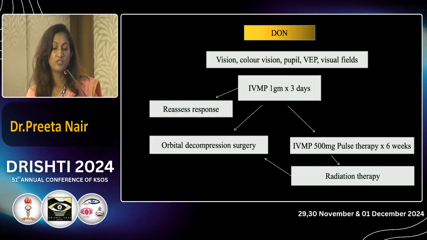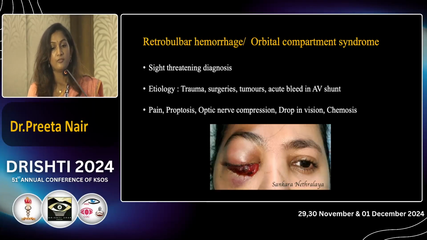So always assess vision, color vision, pupil, VEP, fields in these cases, and if it's all deranged, take the patient up. The patient has to be started on IVMP 1 gram for 3 days, and then reassess the response. If the patient is showing a good response, you can start on pulse therapy of steroids for 6 weeks along with radiation therapy. Or if there is a derangement in the vision, the patient has to be taken up for an emergency orbital decompression surgery.